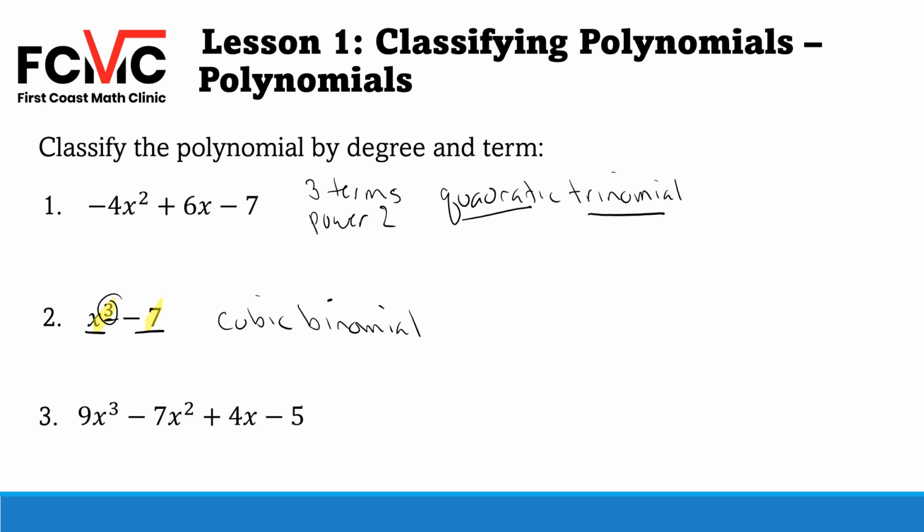And number 3, the highest power is 3. So again, that's cubic. And then the number of terms, we've got 1, 2, 3, 4. Any higher than 3, we could just refer to it as a polynomial, so a cubic polynomial.